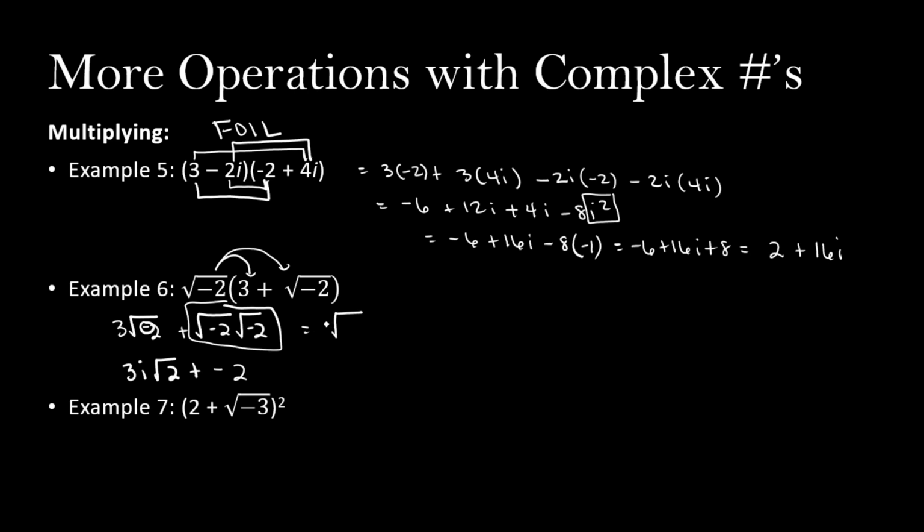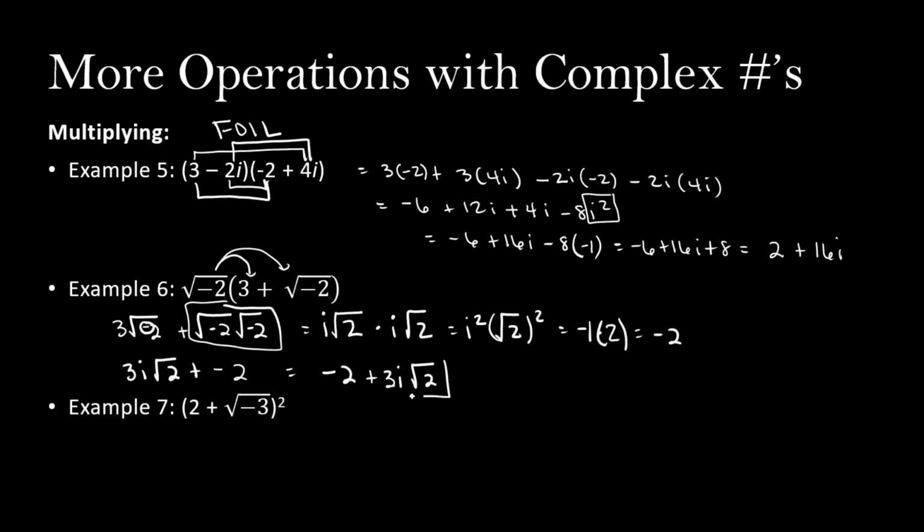Okay. Now, to show why that works that way, let's think about it this way. That's the square root of 2 times i times the square root of 2 times i. So that's i squared times the square root of 2 squared. i squared is negative 1. And the square root of 2 squared is 2. So I get negative 2. Okay? All right, now we do want to write this in the standard notation, which would be to put the real part in front.